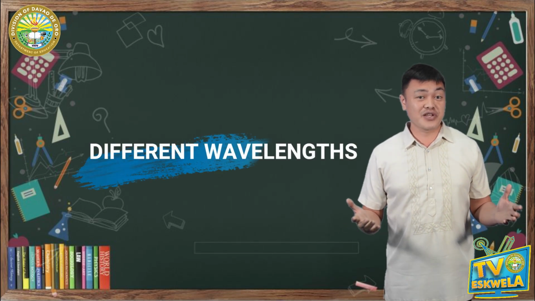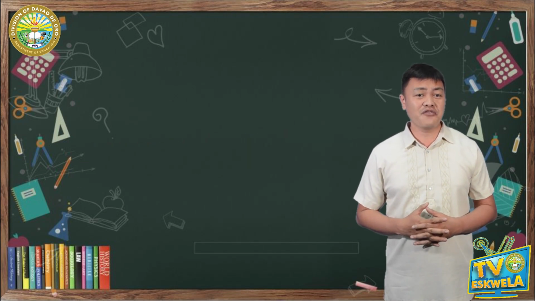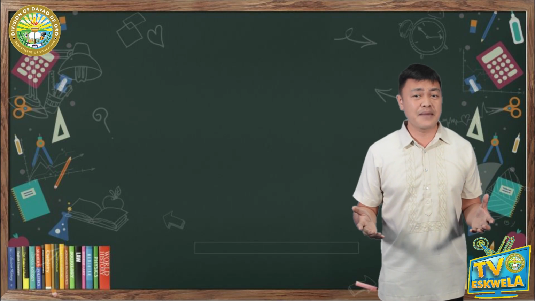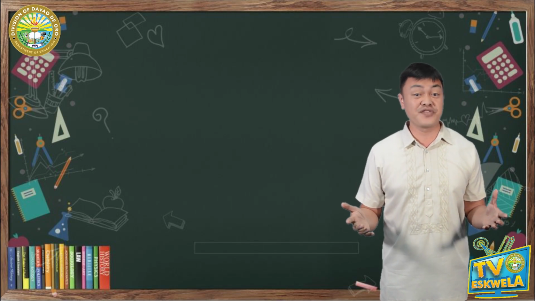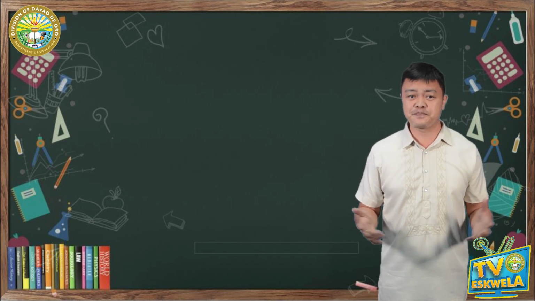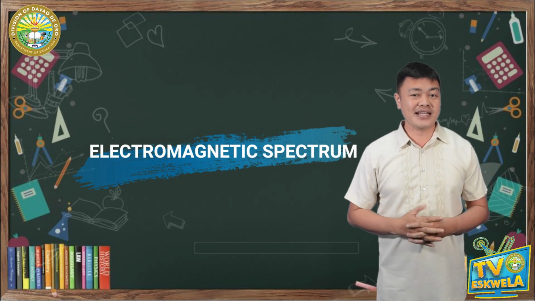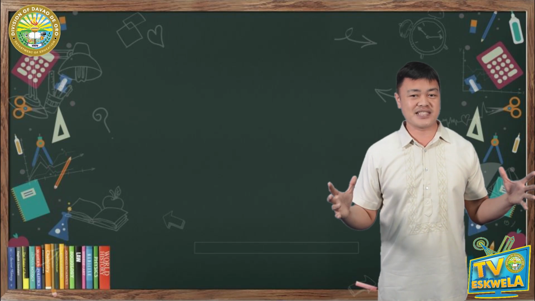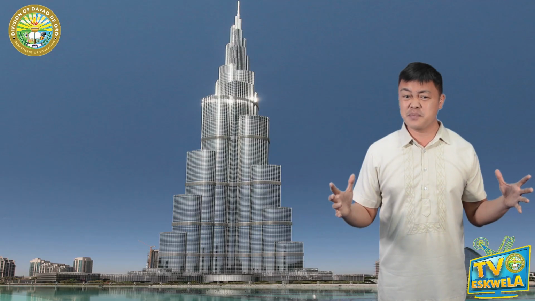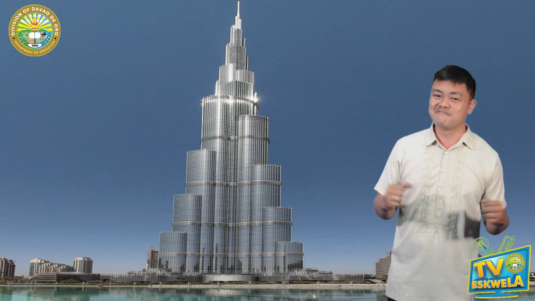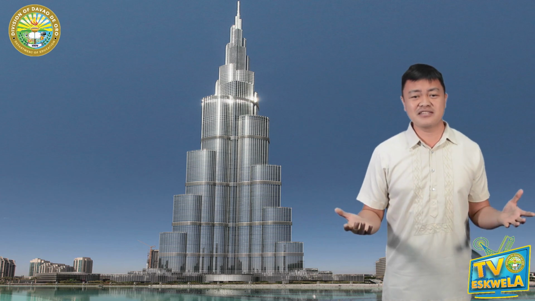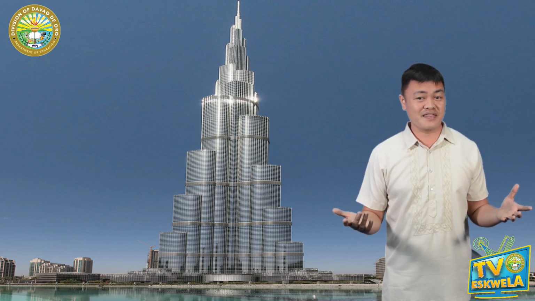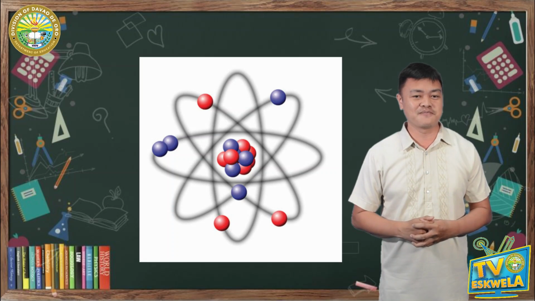Electromagnetic waves have different wavelengths. The wavelengths range from multiple kilometers in radio waves to less than thousands of nanometers in gamma rays. Waves in the electromagnetic spectrum vary in size from very long radio waves, the size of a building, to very short gamma rays, which are smaller than the size of the nucleus of an atom.